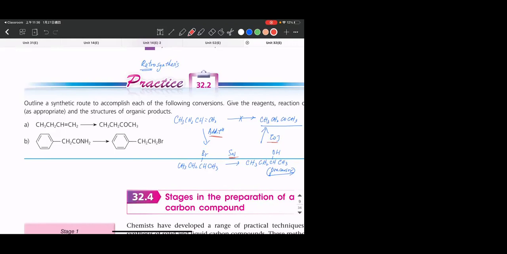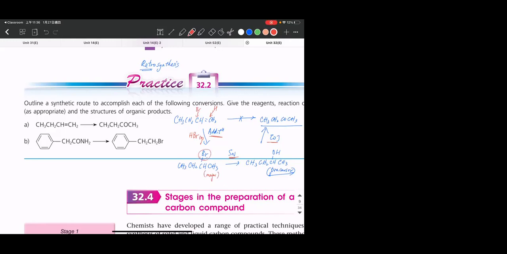Yes, this first one is HBr. According to Markovnikov's rule, it is okay because the hydrogen is added to here, bromine is added to here to form a major product. So you are going to produce it as a major product. Okay, how about the second step?